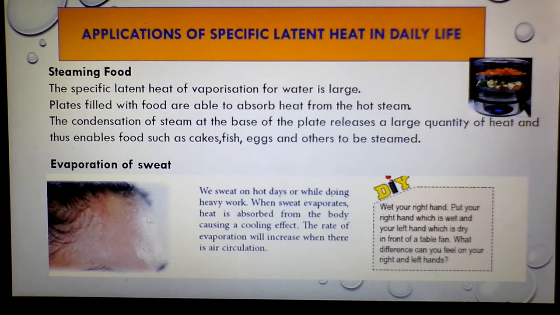Evaporation of sweat. We sweat on hot days while doing heavy work. When sweat evaporates, heat is absorbed from the body, causing a cooling effect. The rate of evaporation will increase when there is air circulation. So, DIY: wet your right hand, then put your right hand which is wet and your left hand which is dry in front of the table fan. What is the difference you can feel on your right and left hands? Try and see.